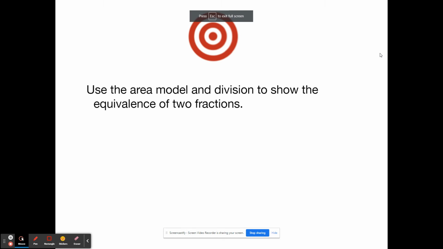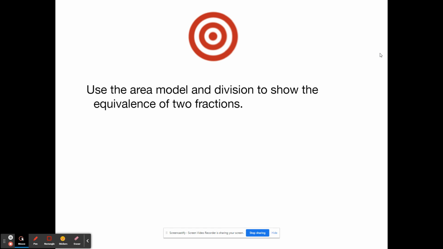Alright, today we're going to try a video lesson with using our quizzes lesson. So this first video is going to be our math warm-up. Today's goal is to use the area model and division to show the equivalence of two fractions. So we really want to make sure that we can use division to show that two fractions are equivalent.